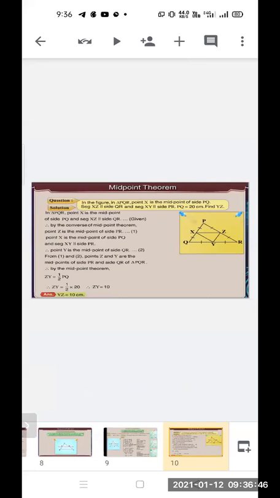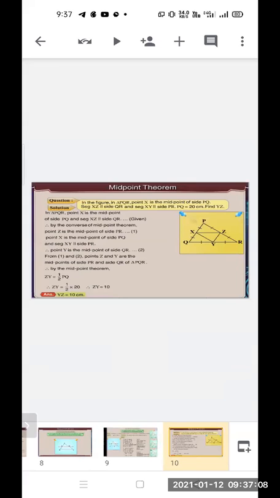Based on these theorems, the midpoint theorem and the converse of the midpoint theorem, let us solve some questions, children. Once again I will repeat what the converse of the midpoint theorem and the midpoint theorem are. So what is the midpoint theorem?